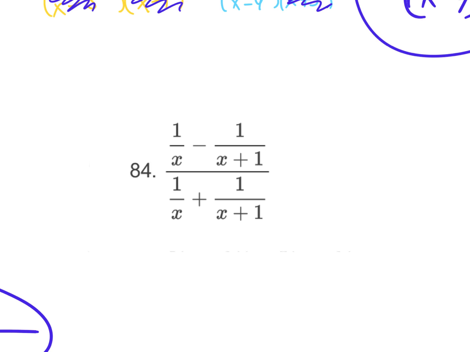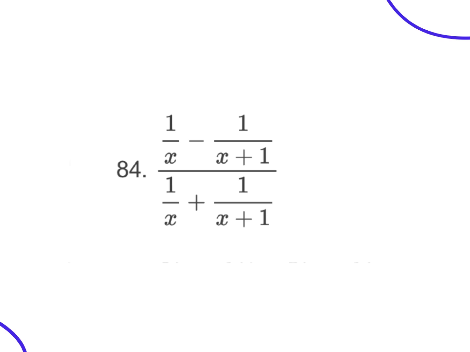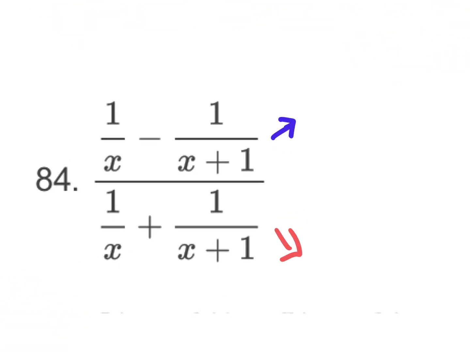All right, 84. Just 2 of those problems we just did in a division. So I'm going to label this blue. We're going to work on the numerator, and then we'll make our denominator red. And then we'll worry about the keep, change, flip. So in my top fraction, my common denominator between x and x plus 1 is just going to be x times x plus 1. So my first fraction has the x. What's it missing? The x plus 1.